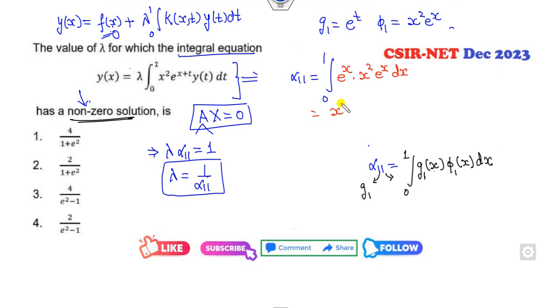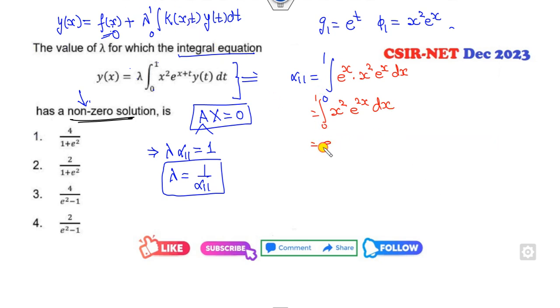Now what is the integration of x square e raised to power 2x? You can easily integrate by parts, or you can simply integrate them. It will be x square by 2 minus, no, x square by 4, x square by 2 minus x by 2 plus 1 over 4, from 0 to 1. So what is the answer of this?